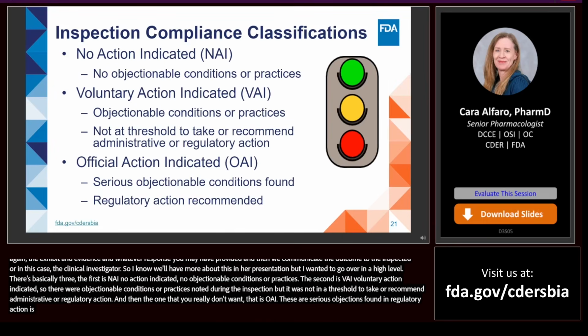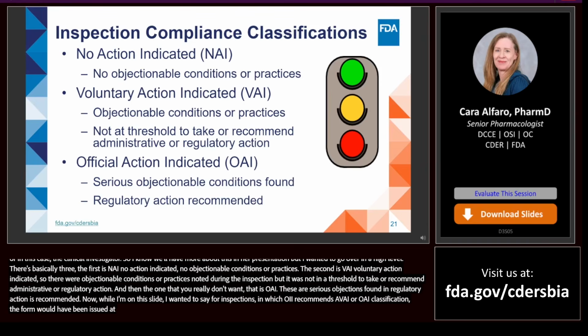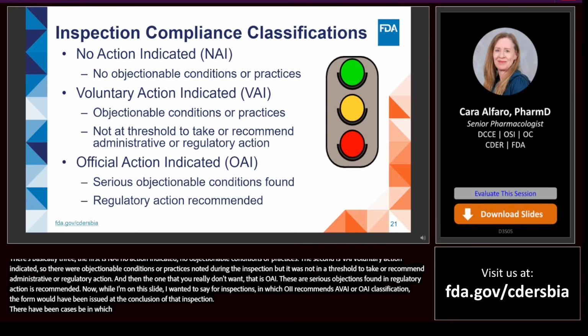Now, while I'm on this slide, I wanted to say that for inspections in which OII recommends a VAI or OAI classification, a Form FDA 483 would have been issued at the conclusion of that inspection. There have been cases in which no 483 was issued and the clinical investigator received a VAI letter. That's what we call it. You're not going to get a letter that says VAI on it. It just says objectionable conditions or practices were noted. And the clinical investigator is a little bit surprised. What happened? I didn't get a 483. Why do I have this letter?